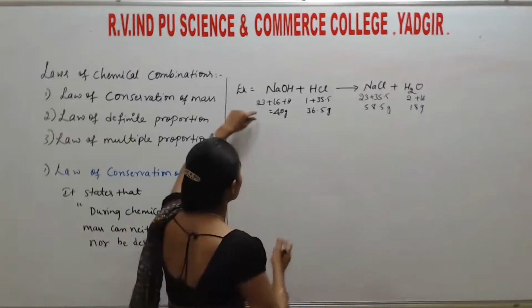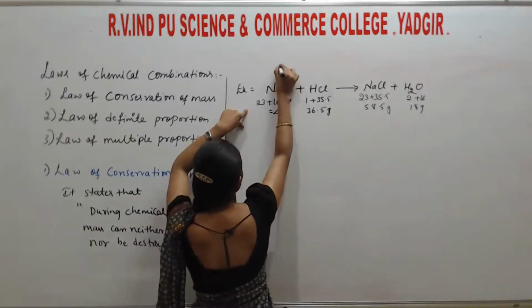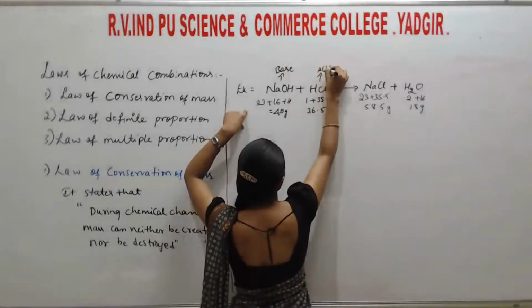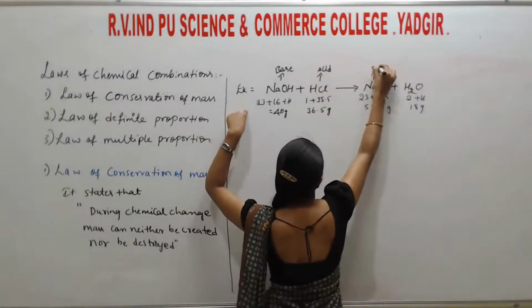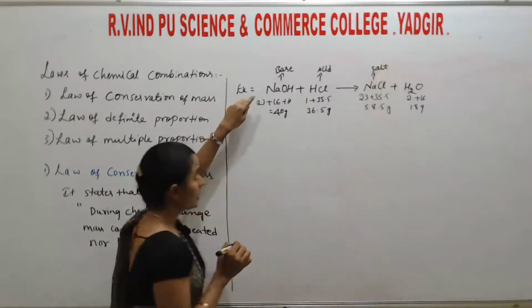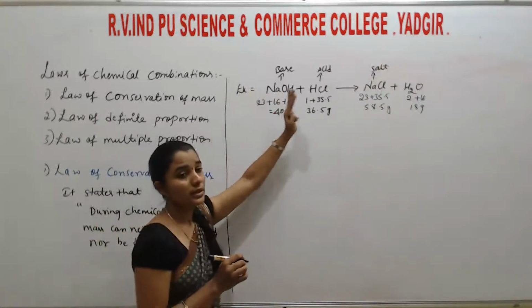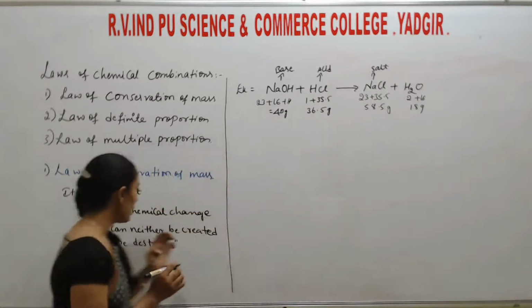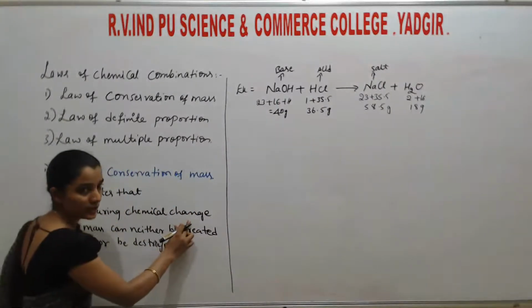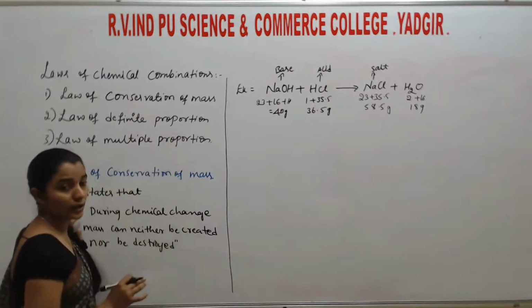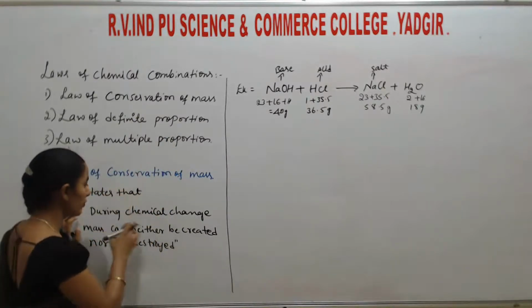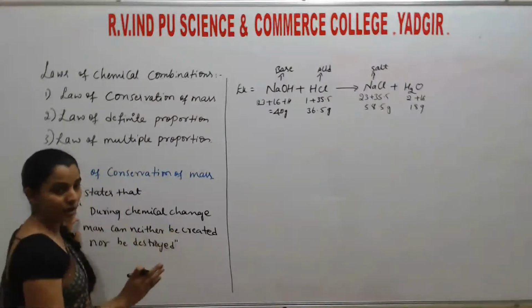So students, this NaOH is a base, this HCl is an acid, this one is a salt. Here what happens? The base reacts with acid to form a salt. It is a chemical change, I said, because the nature of the reactant and product is different. Acid and base react with each other to form what? Salt, that is a chemical change.